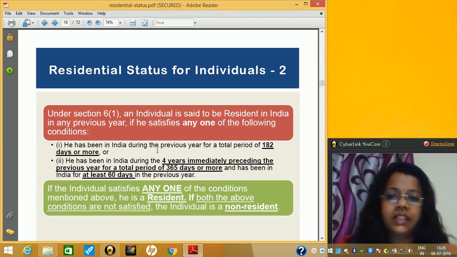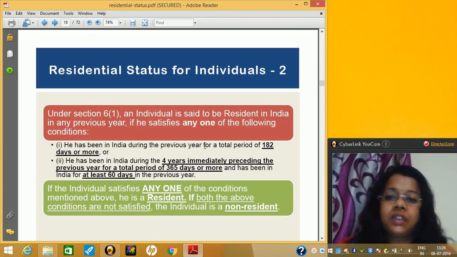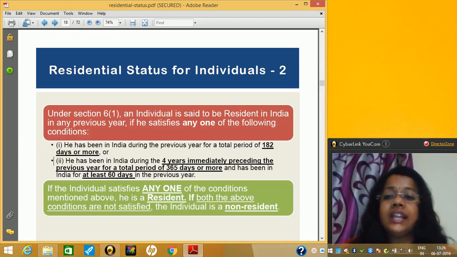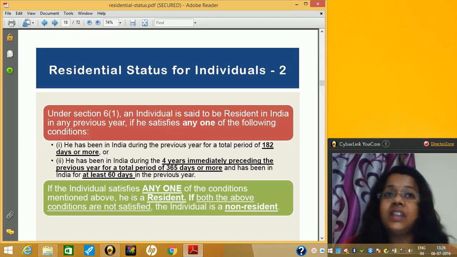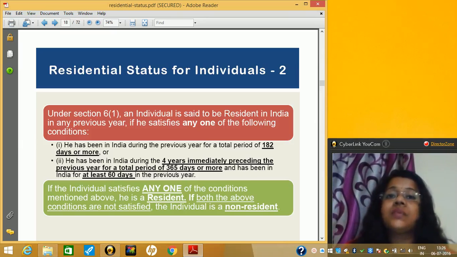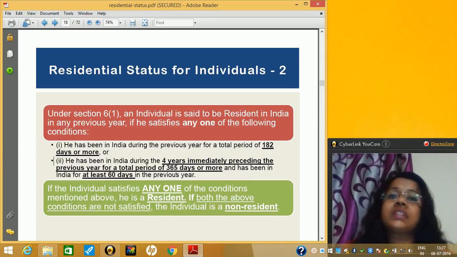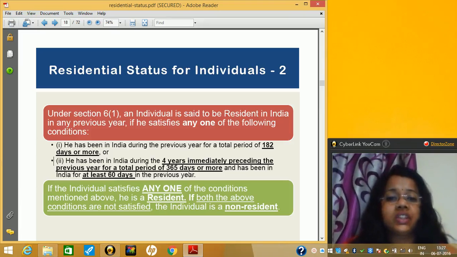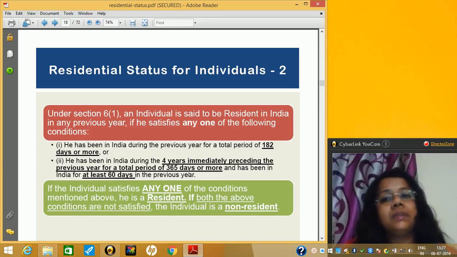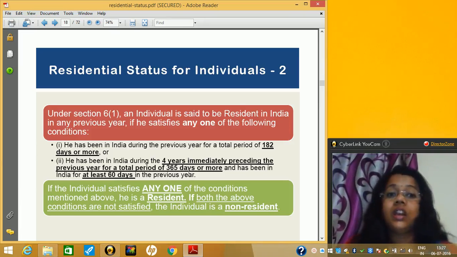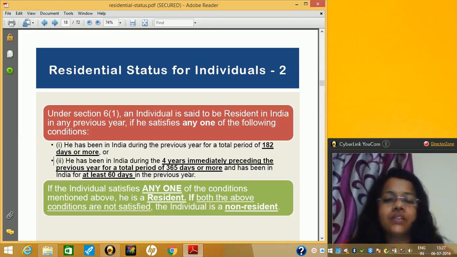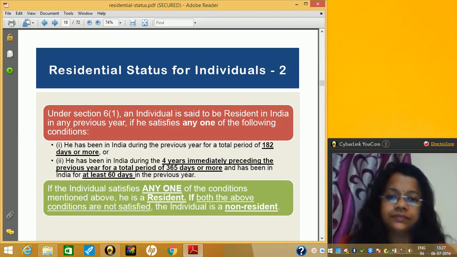So it's given that in the first condition, in the previous year his stay should be 182 days or more. In the second condition, 60 days in the previous year plus 365 days or more in the 4 years immediately preceding the previous year. If any one of these conditions is satisfied, then he will be considered as resident. If none of the conditions is satisfied, then he will be considered as non-resident.